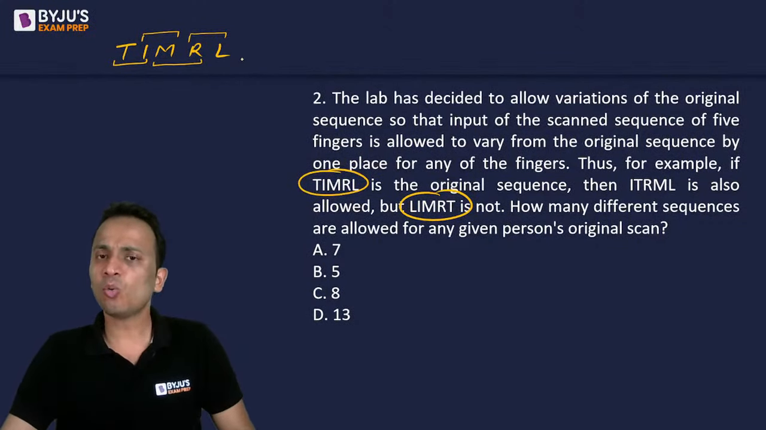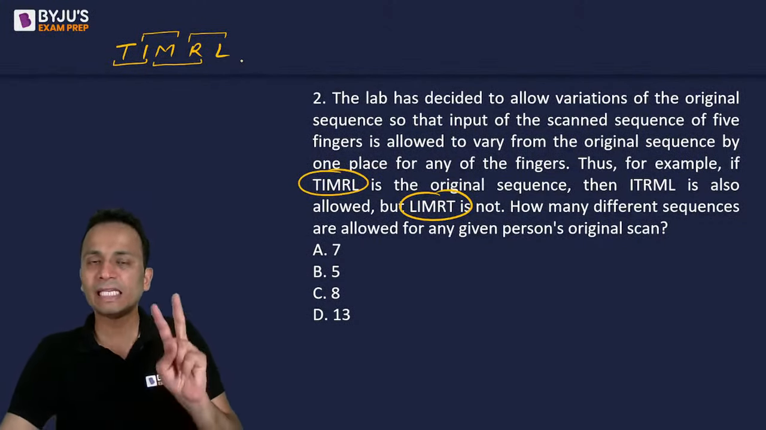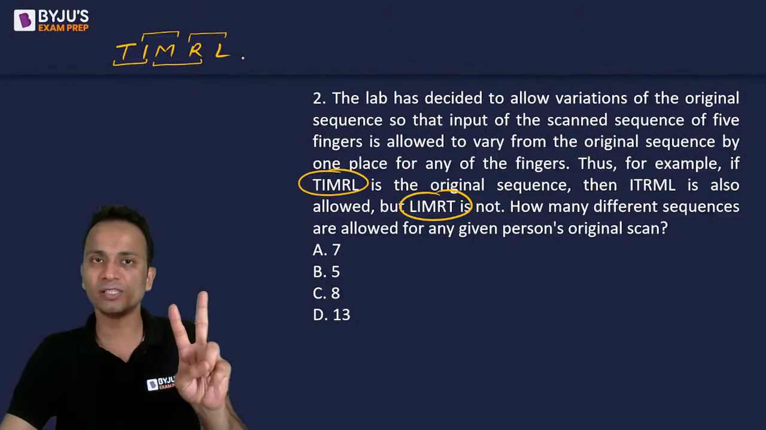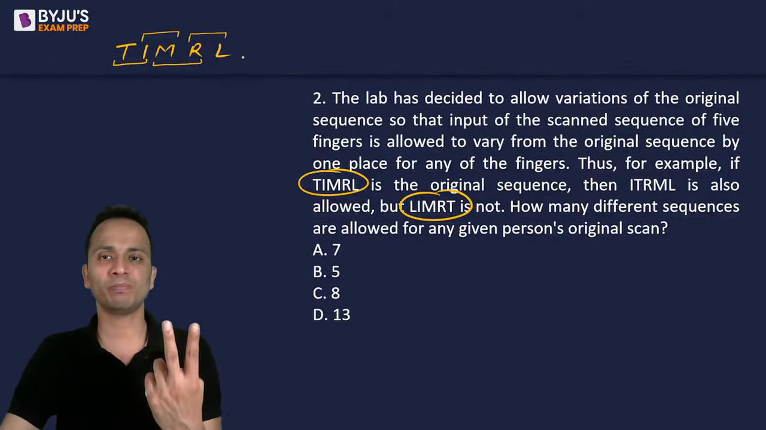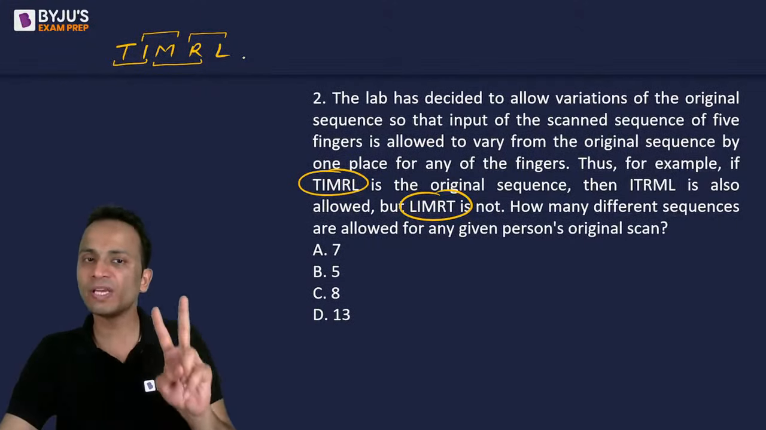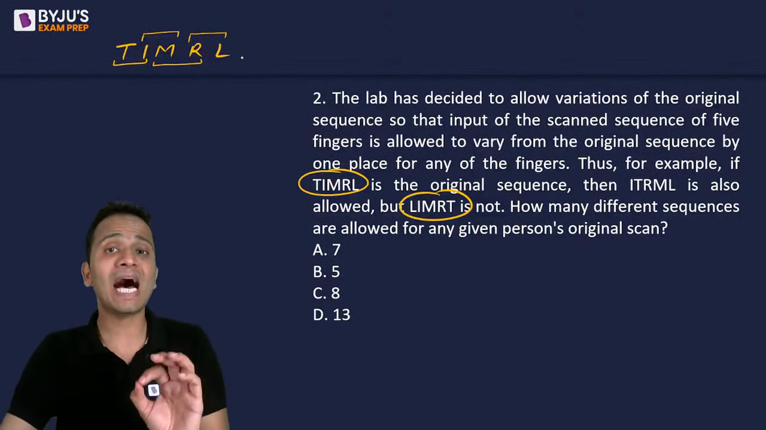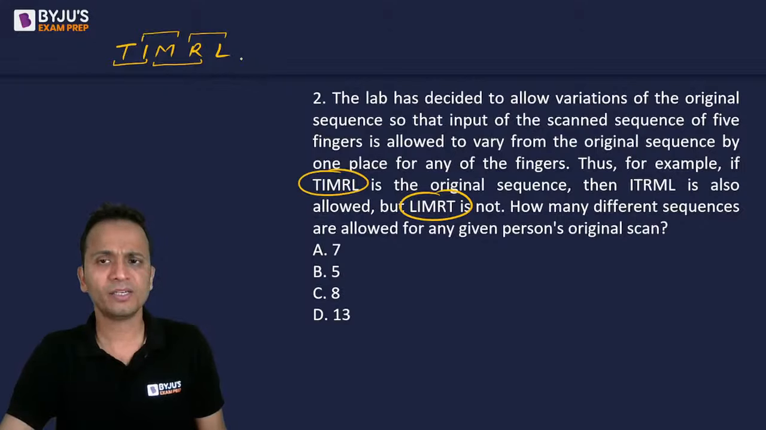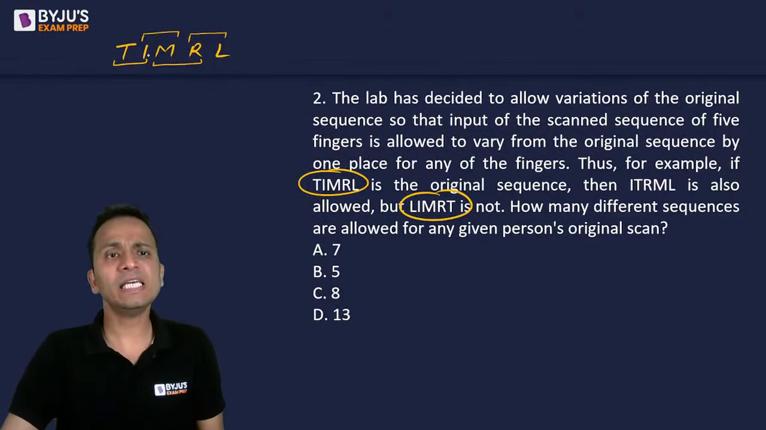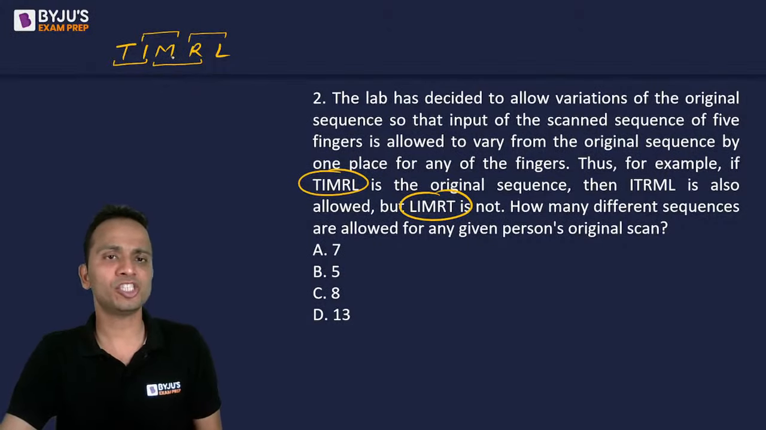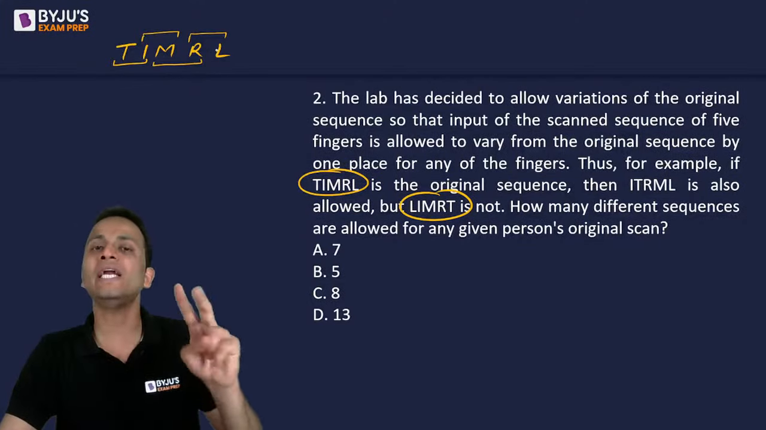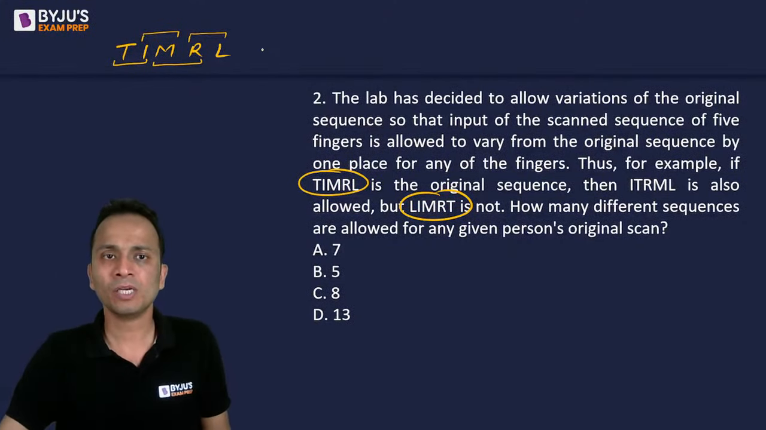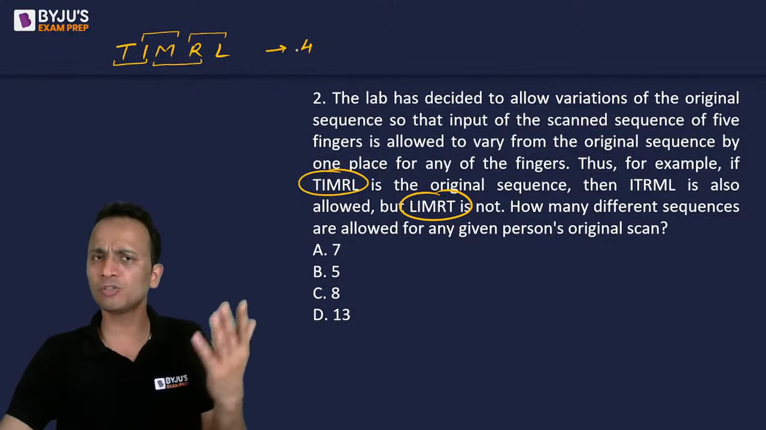Okay. So what I'm saying is exactly two fingers scans will interchange their places. Exactly two fingers scans will be out of place. Okay, right? Fine. So T and I आपस में interchange कर सकते हैं. I and M आपस में interchange कर सकते हैं. M, R and RL. Right? Exactly two will interchange their places. Okay. So number of ways कितने हो गए? 4. All right. Let's move ahead.